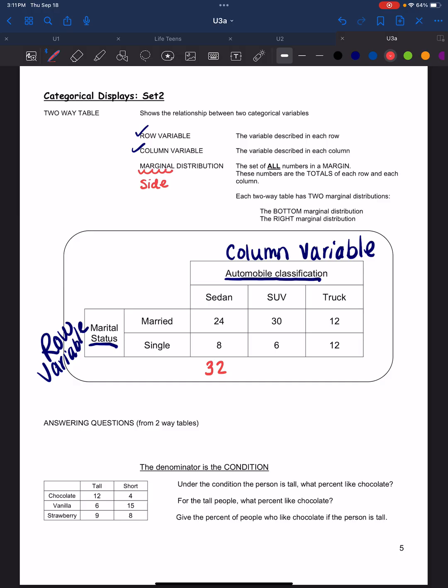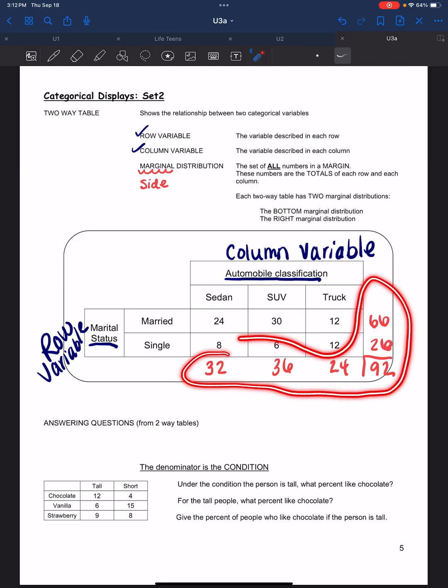Then if you did SUVs, that would be 36. Trucks would be 24. And then if you looked at the other side, we could add those together and figure out how many married people we had in our data. There'd be 66 married people. And if you added 8 plus 6 plus 12, that's 26 single people in our data. And so in total, it appears that we have 92 people. This information out here would be considered your marginal distributions.